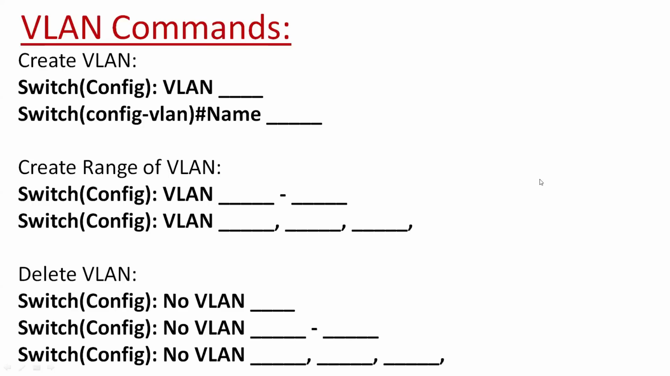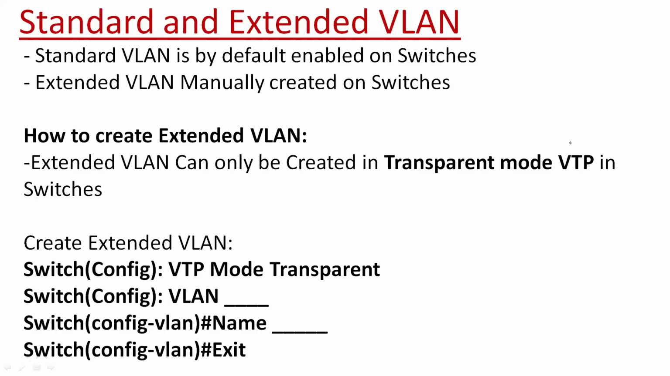These are the commands to configure the VLAN. How can we create the VLAN? vlan 2, name HR. If you want to create a range of VLANs, you put vlan 3-5, so three VLANs will be created: 3, 4, and 5. Clear? And this is how we can delete the VLAN: in switch config, no vlan, no vlan, no vlan. This command is used to delete the VLAN information.